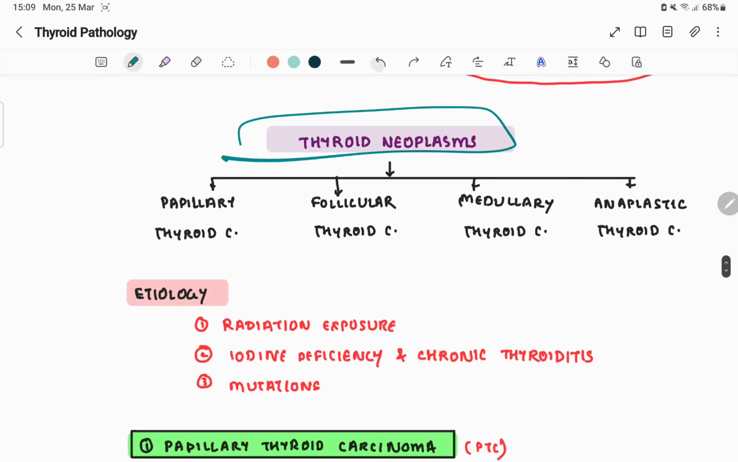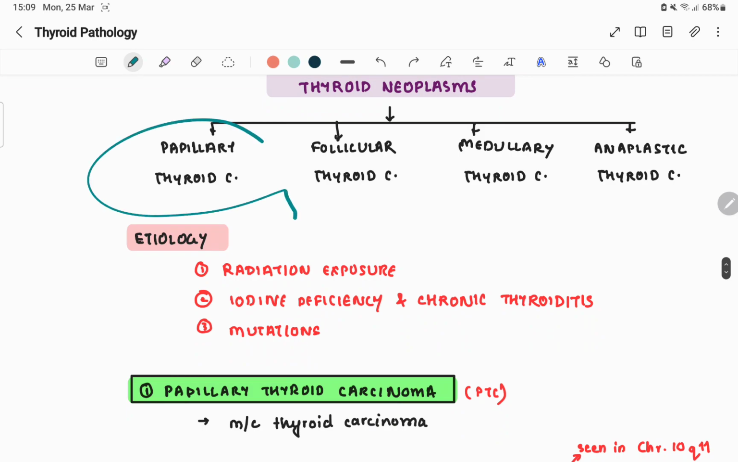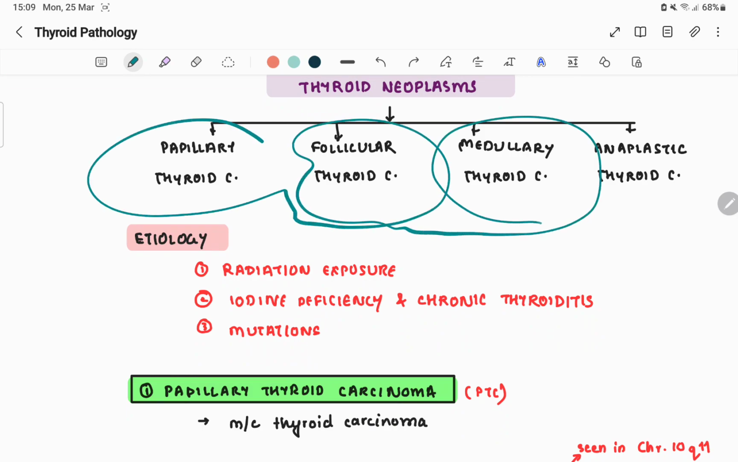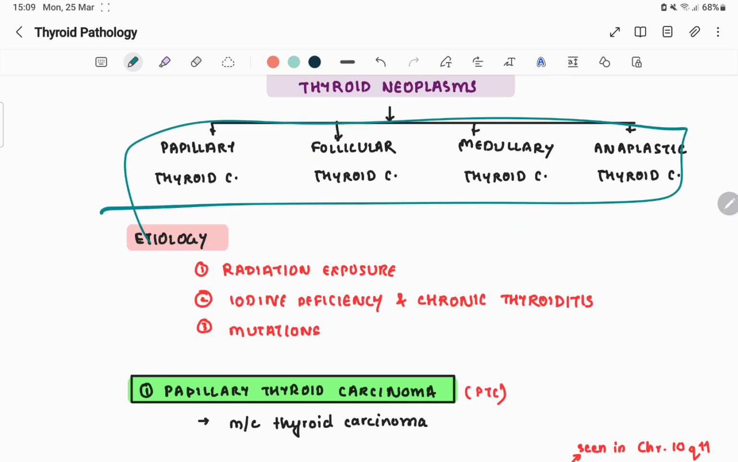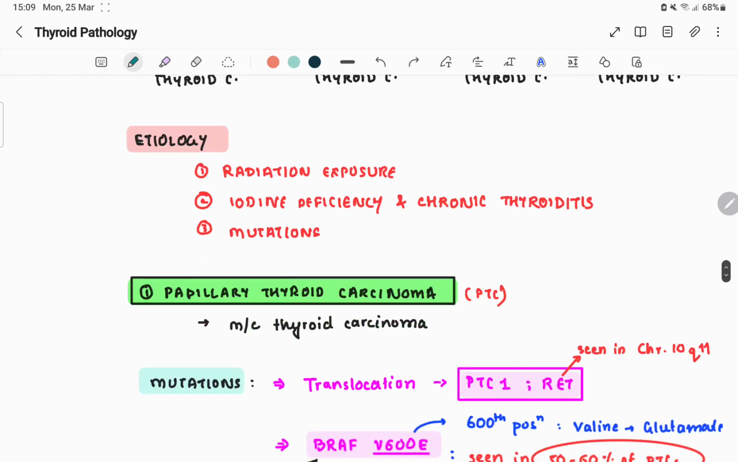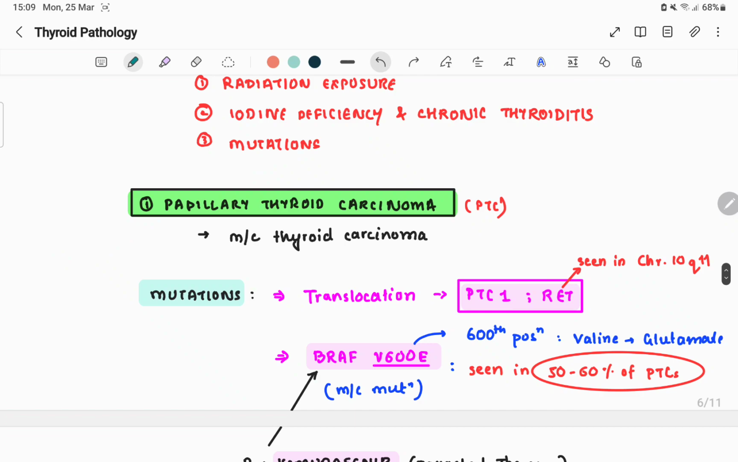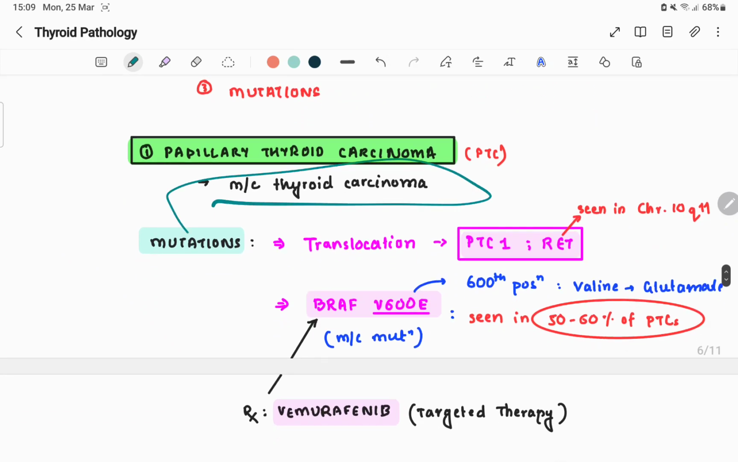Let's move on to thyroid neoplasms. Papillary thyroid carcinoma, follicular thyroid carcinoma, medullary thyroid carcinoma, and anaplastic thyroid carcinoma. Okay, four major classes of thyroid neoplasm. Etiology is the same: radiation, iodine deficiency, or mutations, any one can occur. Let's talk about papillary thyroid carcinoma, which is the most common thyroid carcinoma.